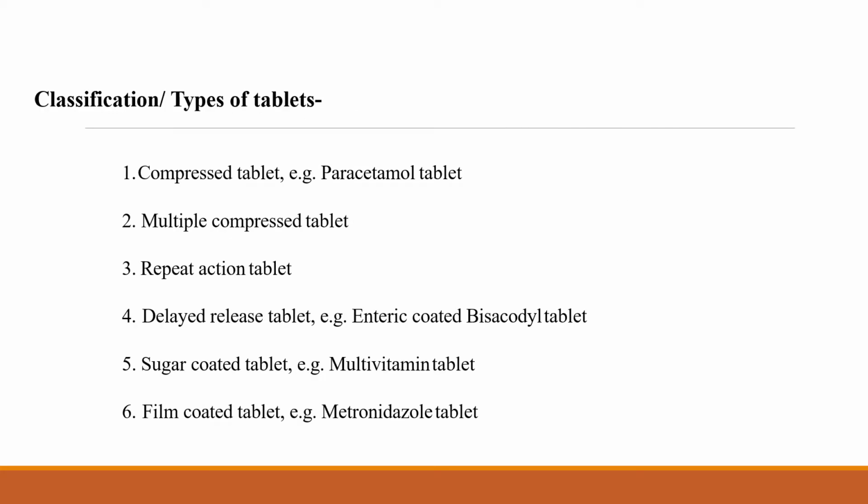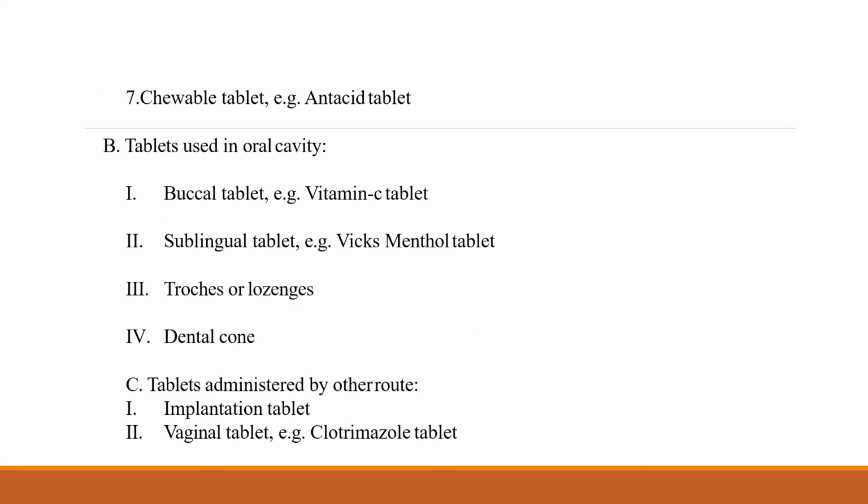Next, coming to types of tablets or classification of tablets. First is compressed tablets, second is multiple compressed tablets, third is repeat action tablets, fourth is delayed release tablets, fifth is sugar coated tablets, sixth is film coated tablets, and seventh is chewable tablets. And next, tablets used in oral cavity. Here, buccal tablets, sublingual tablets, pouches or lozenges, and I can give you an example of lozenges like Big Chocolate or Strepsils. These are lozenges.